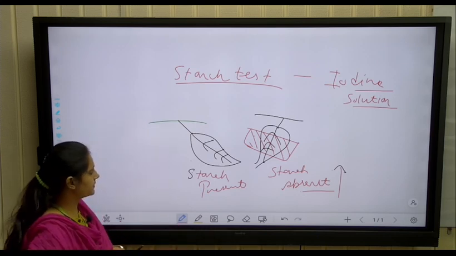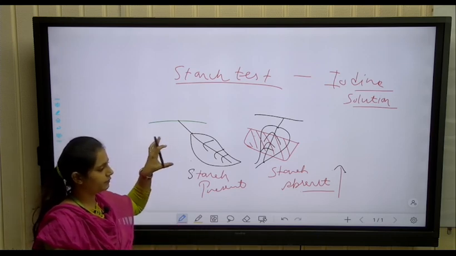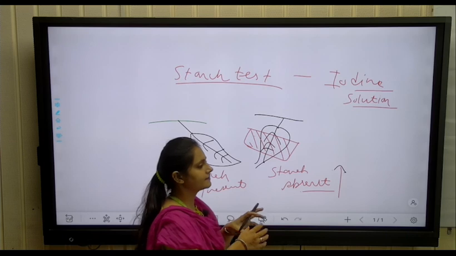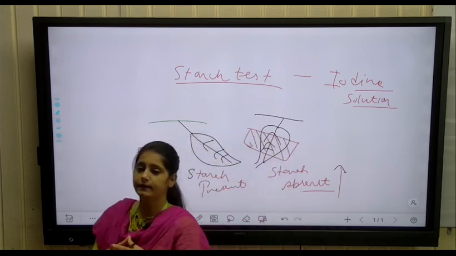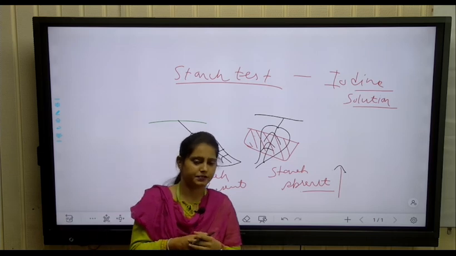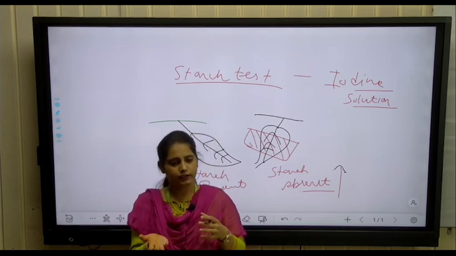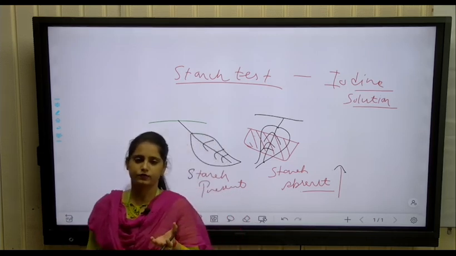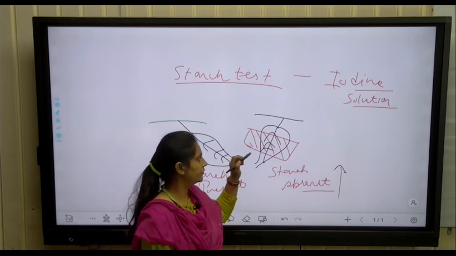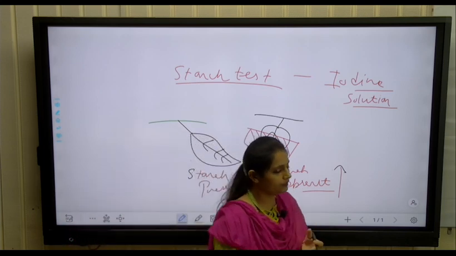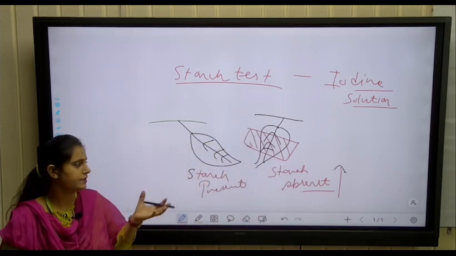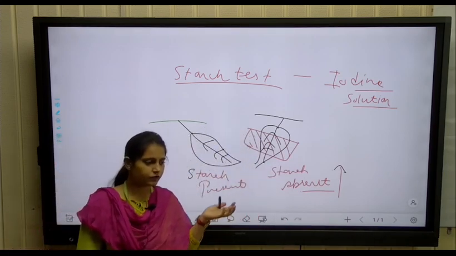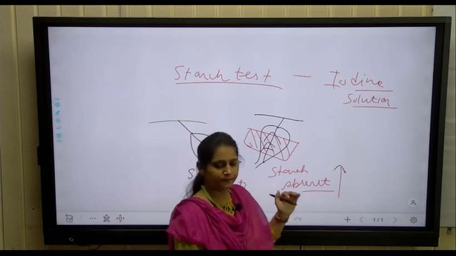So the first thing is, this experiment proves that chlorophyll is essential for the process of photosynthesis, because it captures the light energy and converts the molecules into carbohydrate by using that energy. Chlorophyll is present only in green parts of the plant, and if chlorophyll is not there, light will not be trapped, so the process of photosynthesis will not take place.